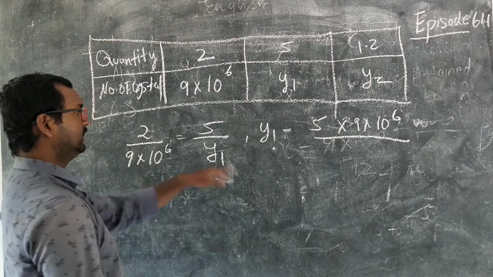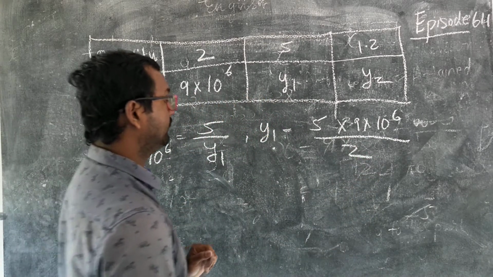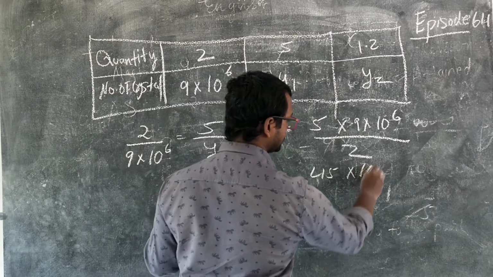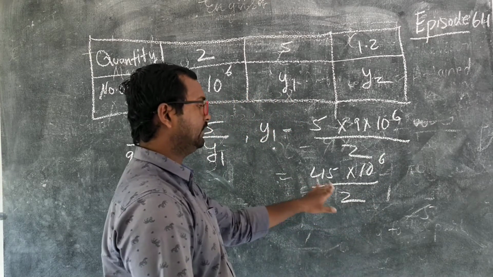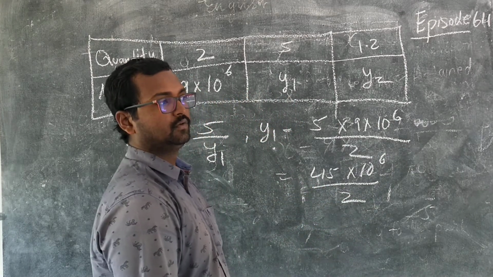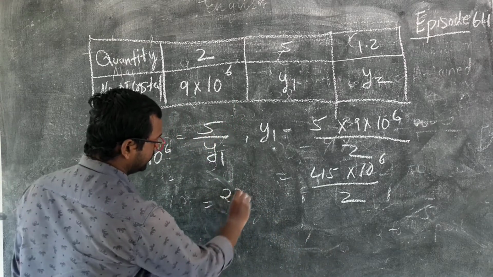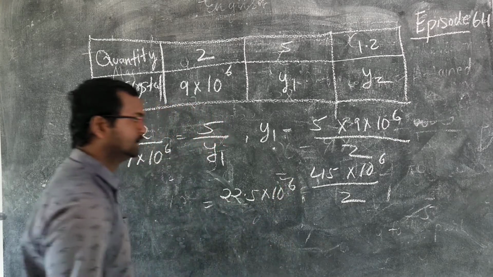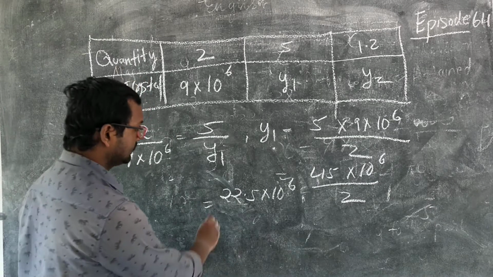Divided with this 2 will come to the denominator. So the final answer that we will get is 9545 into 10 raised to 6 divided by 2. If we divide 45 by 2, we will get 22.5. So we will get 22.5 into 10 raised to 6 crystals.